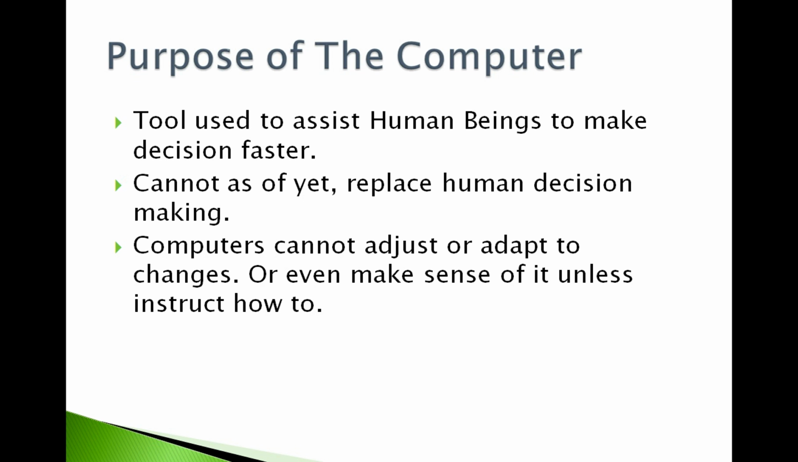Where they're very basic, they're actually pretty stupid. They're really good at making computations, but when it comes to making decisions, they can't do it. That's the reason why you're gonna have human intervention when you're talking about any sort of computer or computer process.